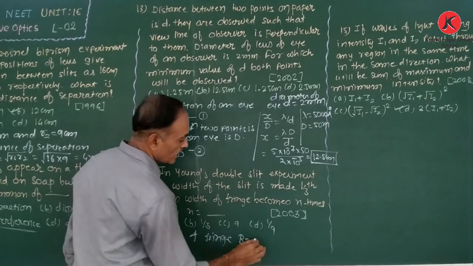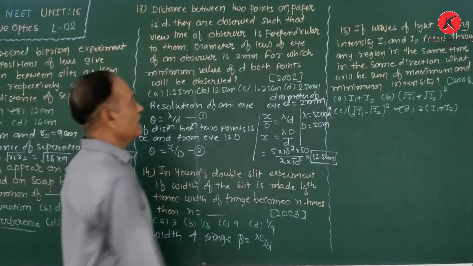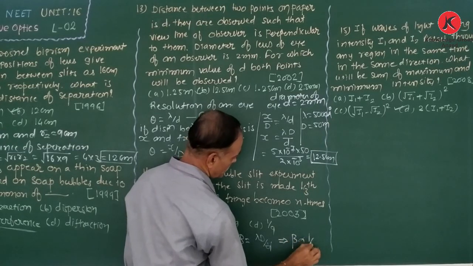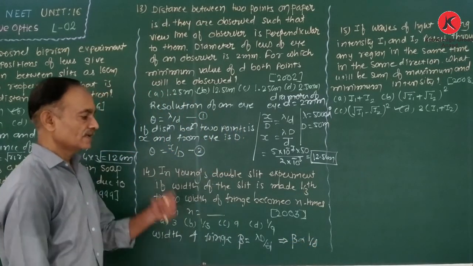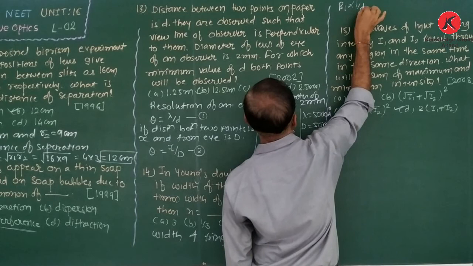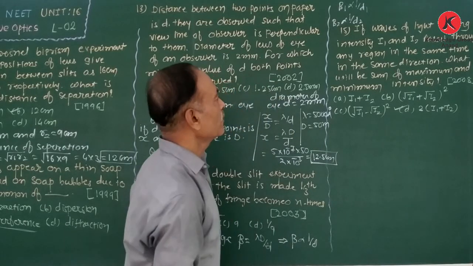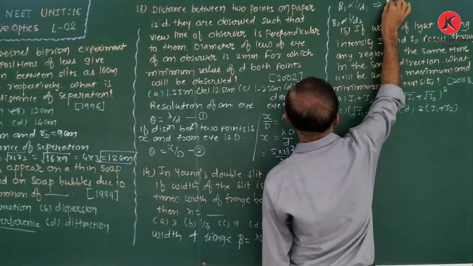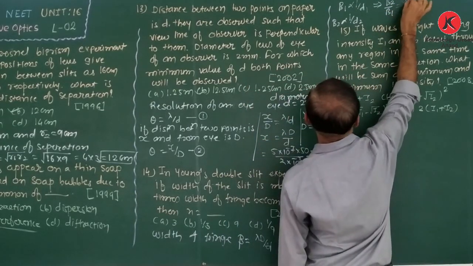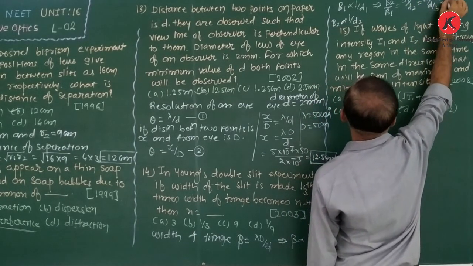Width of the fringes beta is equal to lambda D upon d, lambda D upon capital D. Therefore, beta is proportional to 1 upon d. Small d is the width of a slit. Right? Therefore, beta 1 is proportional to 1 upon d1 and beta 2 is proportional to 1 upon d2. Therefore, beta 2 upon beta 1 is equal to d1 upon d2. d1 upon d2 is equal to d upon d by 3, which is equal to 3.